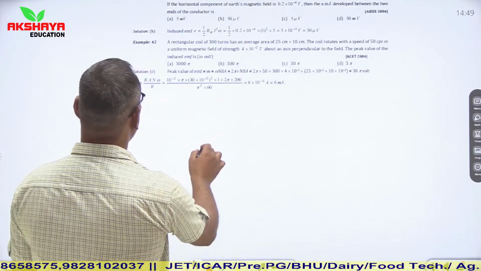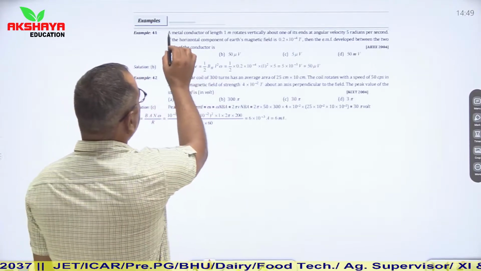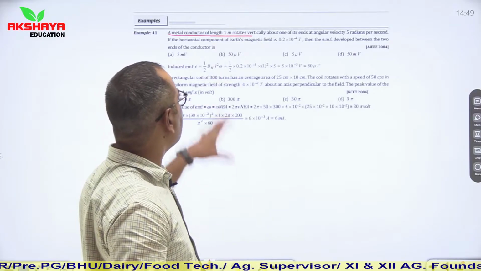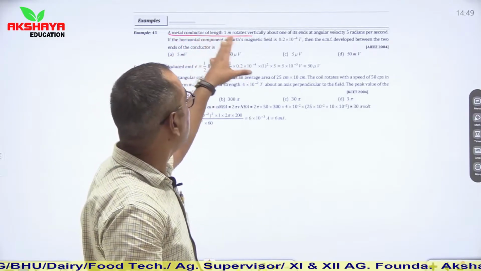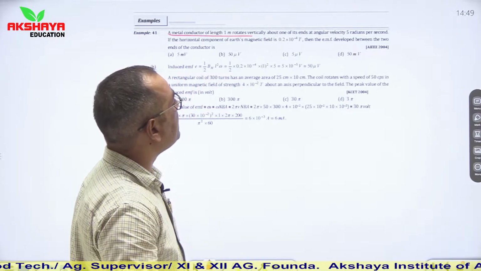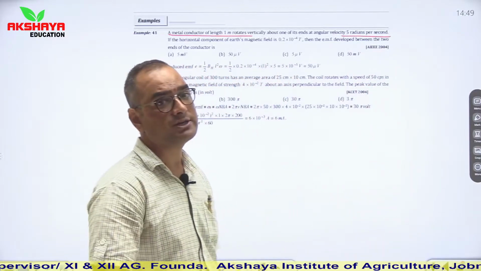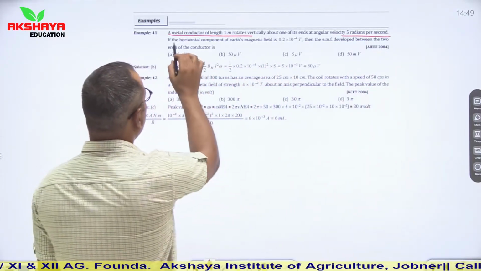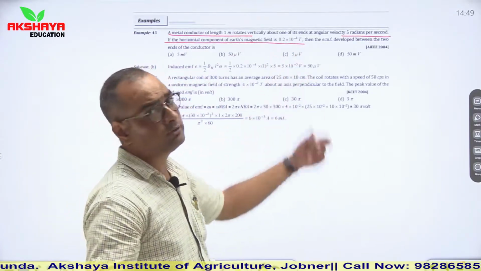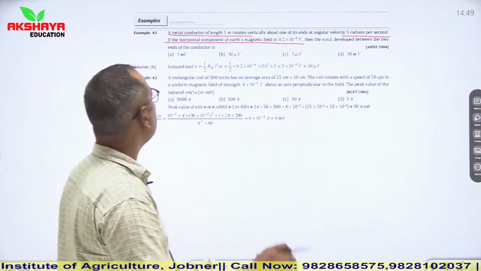Now let us discuss the pattern of questions here. A metal conductor of length 1 meter rotates vertically about one of its ends. So we are given that a metal conductor of length 1 meter rotates vertically about one of its ends at an angular velocity of 5 radian per second. If the horizontal component of Earth's magnetic field is 0.2 into 10 to the power minus 4 Tesla, then find the EMF developed between the two ends of the conductor.